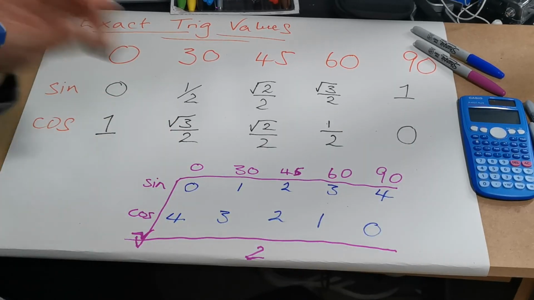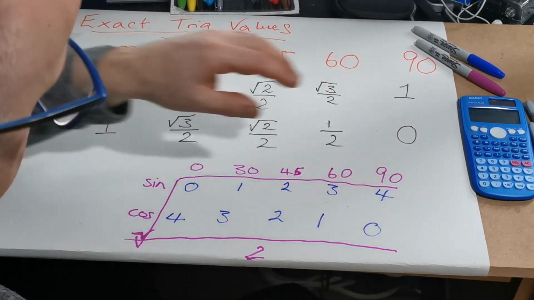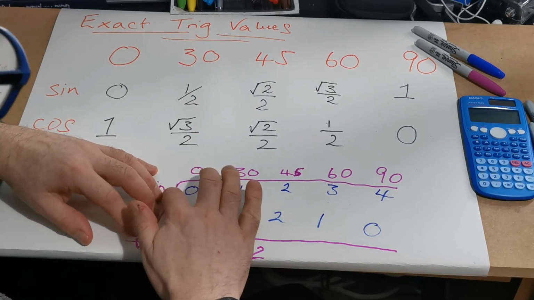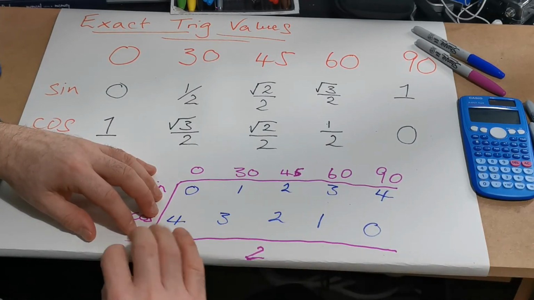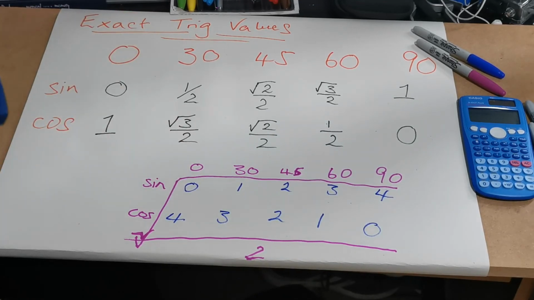So if you can remember to put 0, 30, 45, 60, 90 and sine cos like that, and then remember to count forwards and then backwards and be over 2, you can work it out. Otherwise you might try and learn them.